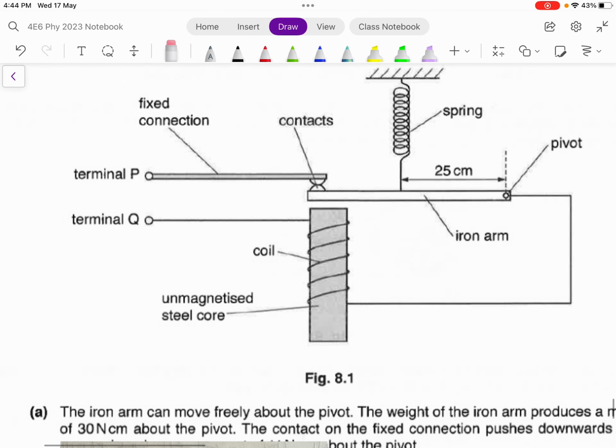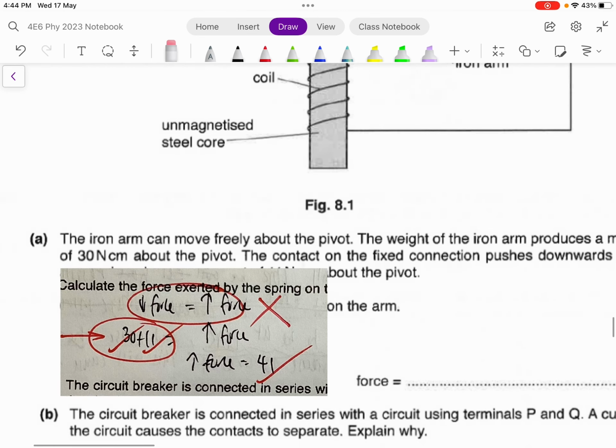So when things start to turn, I will not look at upward force equals downward force. When things turn, I will look at moment clockwise equals moment anti-clockwise. That must become your instinct.